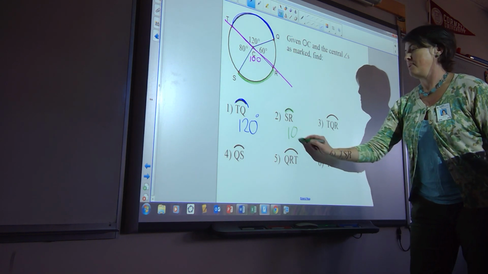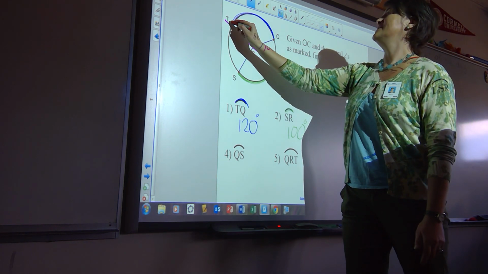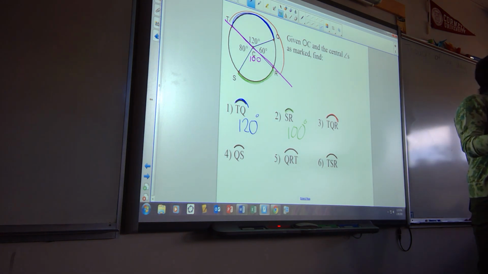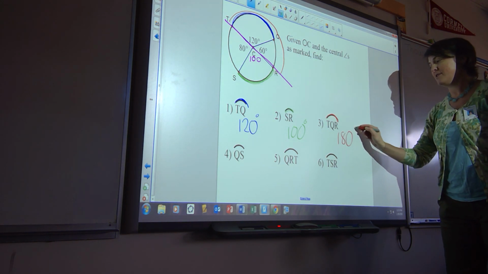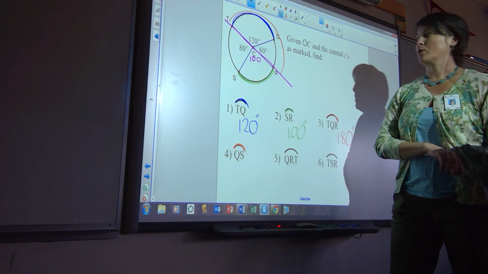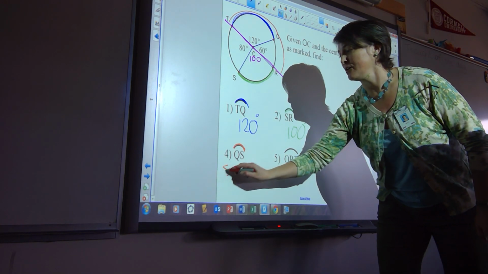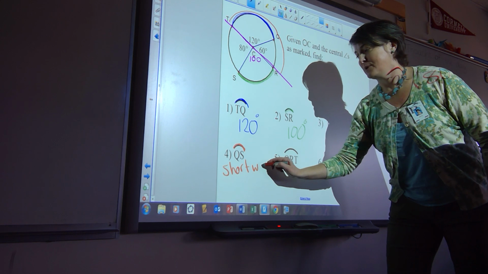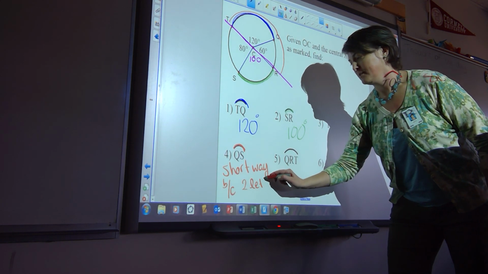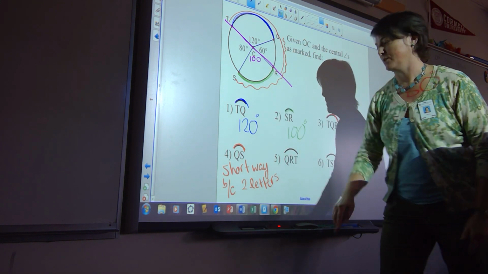So that's 100. What about TQR? T to Q. It is the long way, good, because there were 3 letters. It's still just a semicircle, so that's 180 degrees. What about Q to S? Short way, and the reason I know this is the short way is because there's only 2 letters. So from Q all the way to S would be 160.